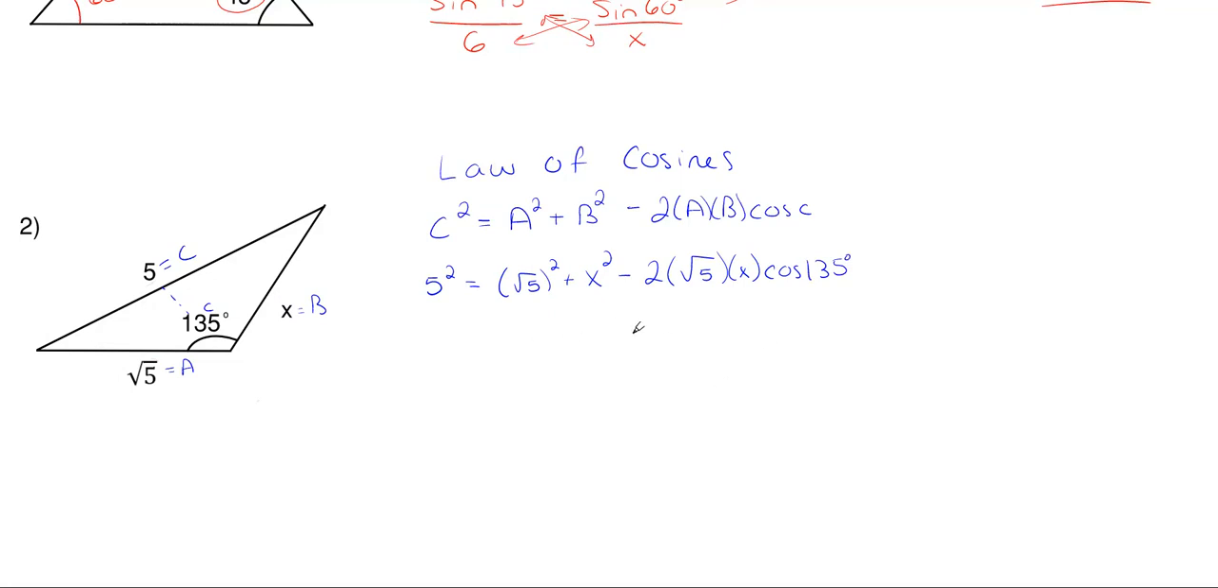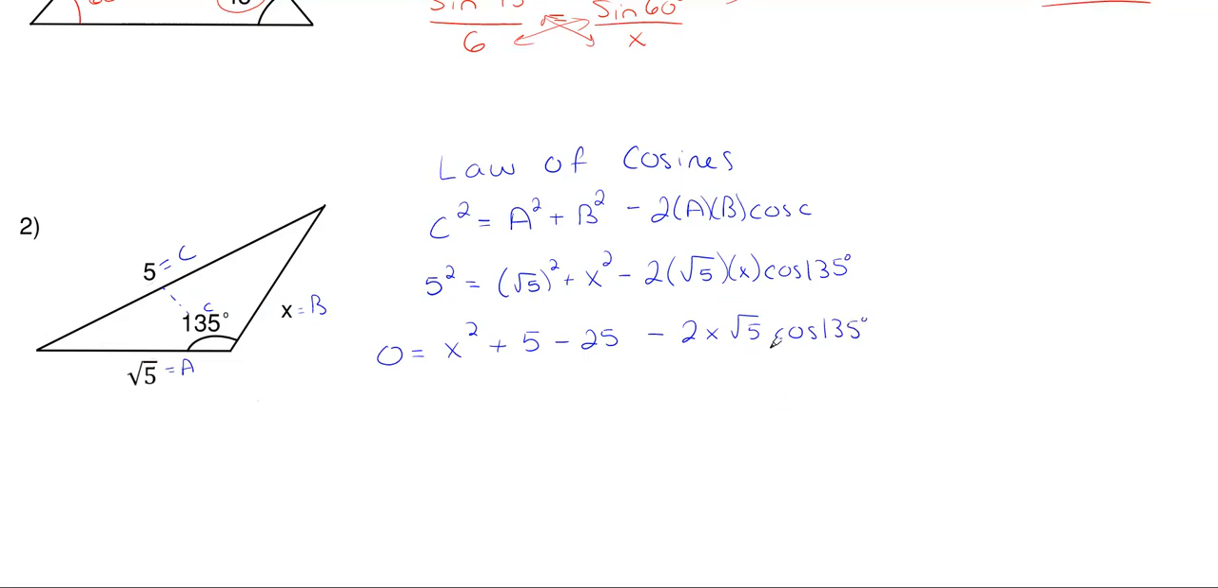So let's do some simplification here. And let's also bring over the 5 squared to the opposite side here. So we would end up with 0, bringing 5 squared over. We would have x squared plus the square root of 5 squared, which is just 5. 5 squared would be 25, and since we brought it over to the opposite side, it'll be negative. And then we are going to subtract off 2 times x times the square root of 5 cosine of 135.